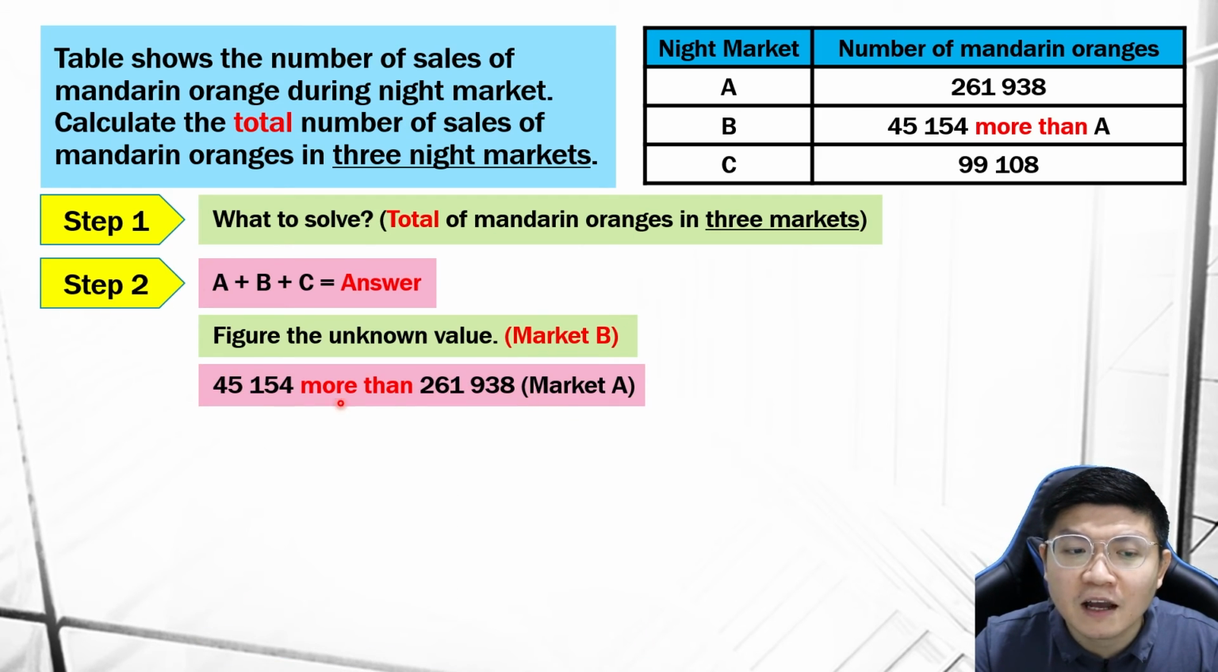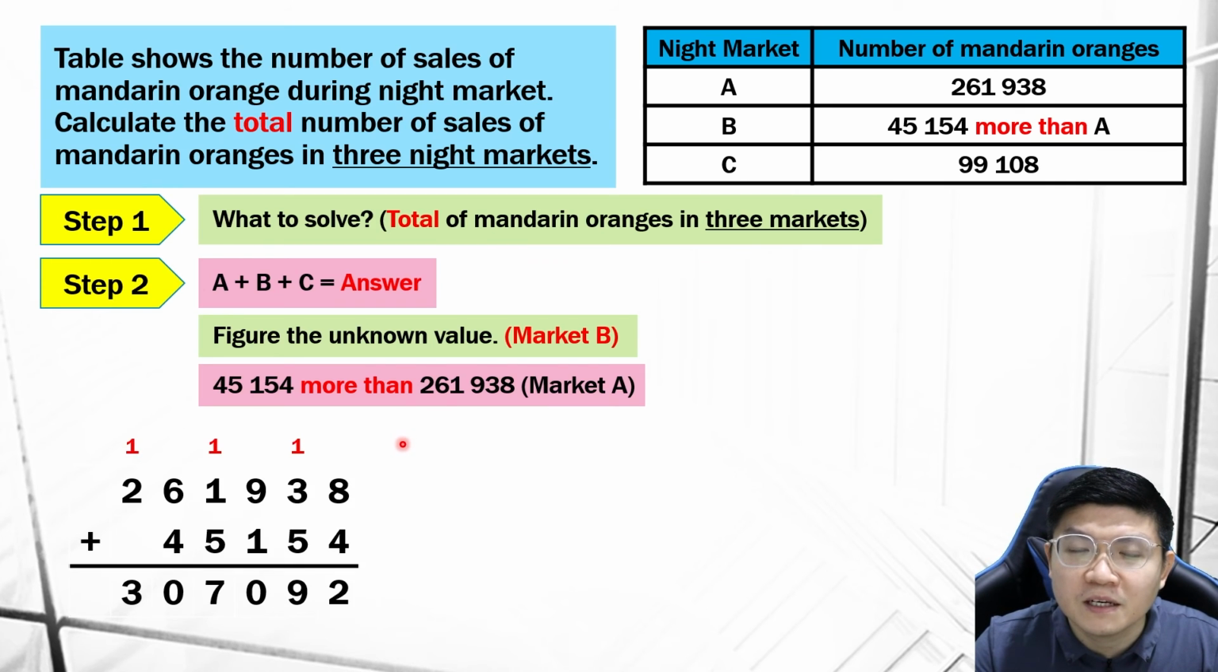So we need to figure out the unknown value, which is market B. Now, given the information here, 45,154 more than market A. So market A is actually this, so more than. Now, do you still remember the keyword more than in addition? So you'll be doing addition here. 261,938 plus with this. So 307,092 is our B, market B. Now we get the value for market B.